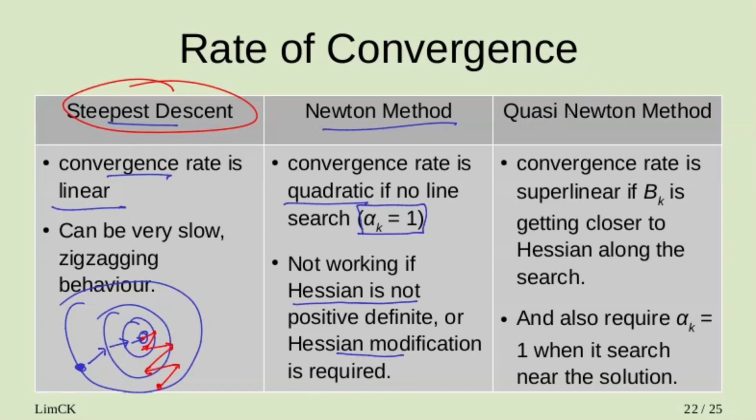And the third one is the so-called quasi-Newton method. The convergence rate is so-called superlinear.